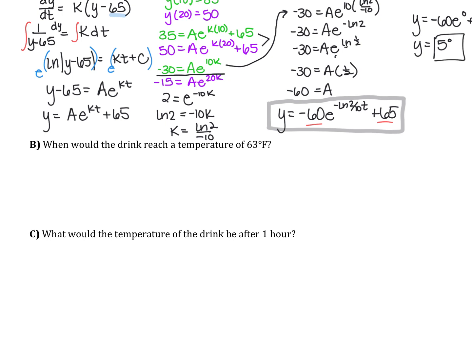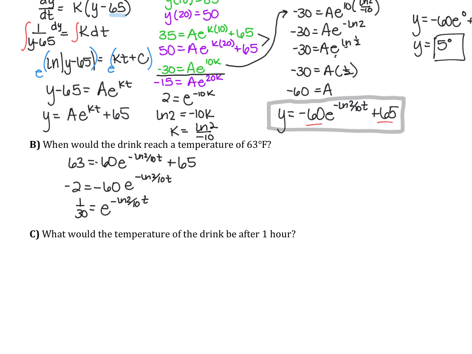When would the drink reach a temperature of 63? So 63 equals negative 60 e to the negative natural log of 2 over 10 t plus 65. I just need to solve this now. So to solve this, I'm going to start by subtracting. So we get negative 2 equals negative 60 e to the negative natural log of 2 over 10 t. Divide by negative 60, we get positive 1/30 equals e raised to the negative natural log of 2 over 10 t.